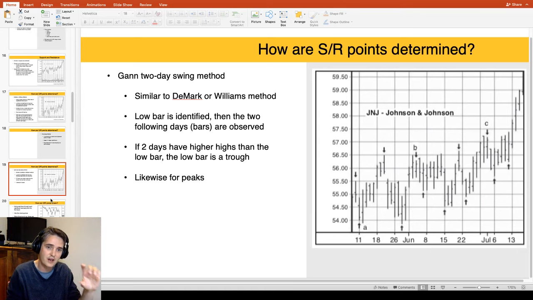So you identify the high or low bar, and then you observe the next 2 days following that. Then 2 days after that bar, you have to have higher highs than that of the low bar, or lower lows than that of the high bar. And then you have a confirmed Gann 2-day swing method support point or resistance point. So to be precise, right?